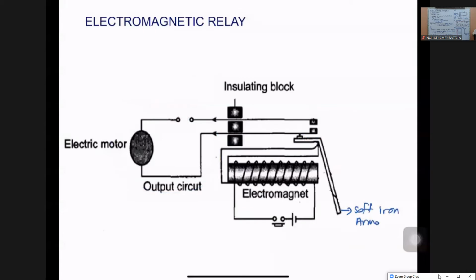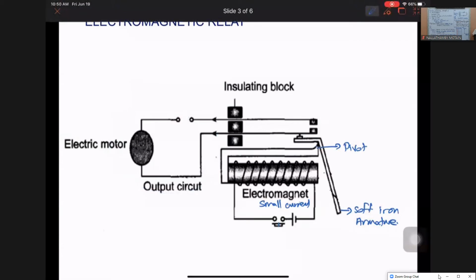Soft iron armature, kepingan teras besi lembut. And then here you can see there's a pivot. No need to explain anything about the pivot, it is just holding the soft iron armature. So when you switch on the small circuit, a small current flows. So what happened? The soft iron core will be magnetized and become an electromagnet. When it becomes an electromagnet, the soft iron armature will be pulled. When the soft iron armature is pulled, there's a pivot, so this one will move.